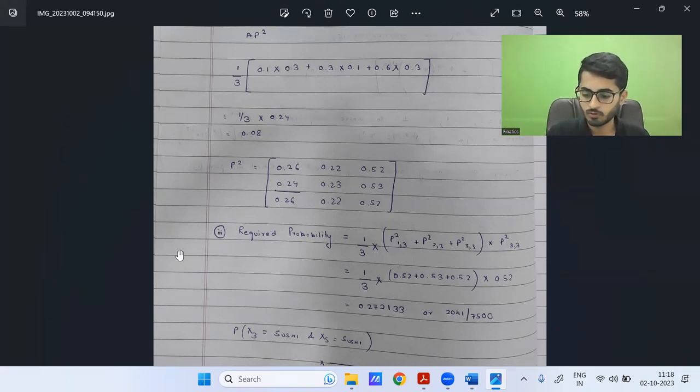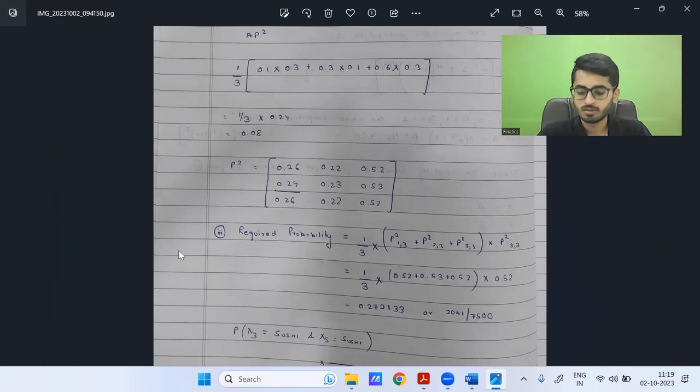So 1/3 into, you know, these can be taken common: 1/3, P square 3,3, we'll get P213, P223, P233. And this thing, if you think, is nothing but the probability of you having sushi on Wednesday. And this is, given you had sushi on Wednesday, the probability of you having sushi on Friday. So the answer was coming out to be 2041/7500 or 0.272133.